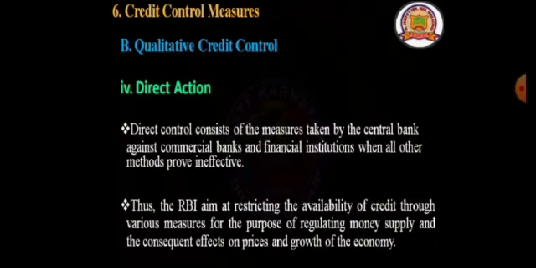And the last important one is known as direct action. Direct action is a direct control method taken by the RBI against the commercial banks and financial institutions when all the other methods prove ineffective. Thus, the RBI aims at restricting the availability of credit through various measures for the purpose of regulating money supply and the consequent effects on the prices and growth of the economy.